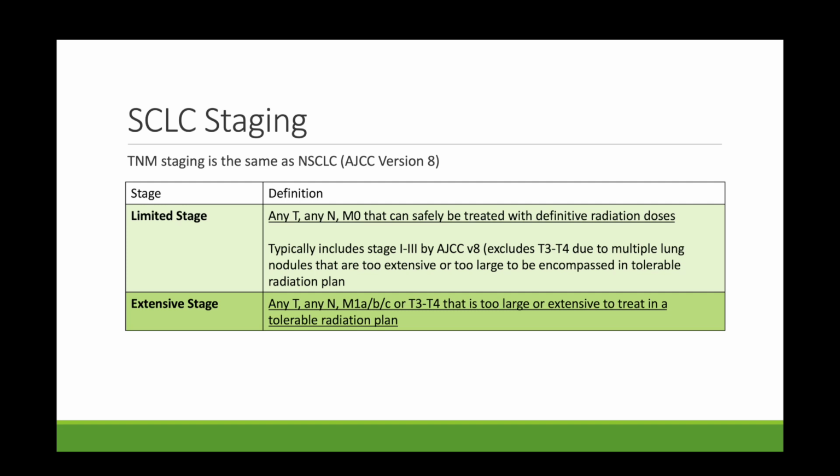Limited stage is defined as any TN or an M0 that can be safely treated with definitive radiation doses. So if we feel that we can safely encompass everything within our radiation field, it's considered limited stage disease. So typically, this includes anything that's stage 1 to 3 by that AJCC version 8 group staging. It typically excludes things that have multiple lung nodules that are too extensive or too large to be encompassed in a tolerable radiation plan. So anything we think we can safely include in one field, that's limited stage.